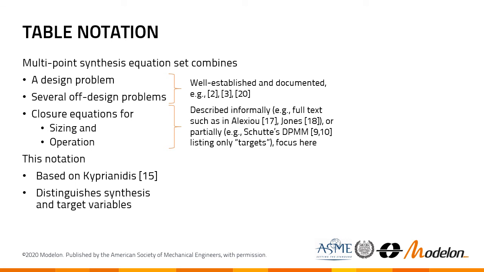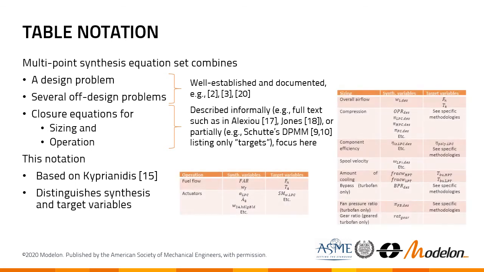The tables then provide typical examples of synthesis and target variables. First, for operation in the middle, for instance, we can vary the fuel flow or fuel to air ratio until matching some net thrust or T4. For the sizing shown to the right, we can, for instance, use design OPR as synthesis variable and OPR in cruise as a target. We can use fan pressure ratio as synthesis variable and specific thrust as a target, and so on.